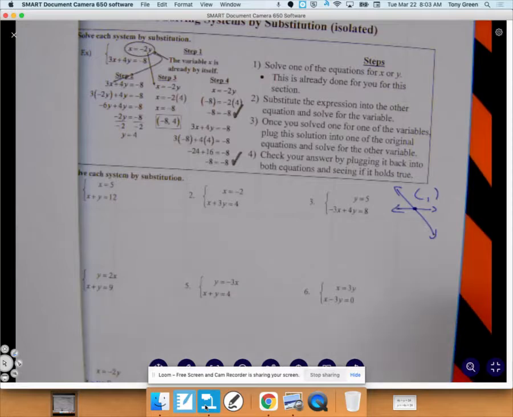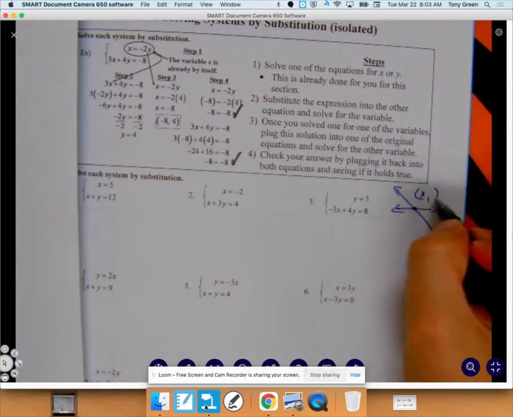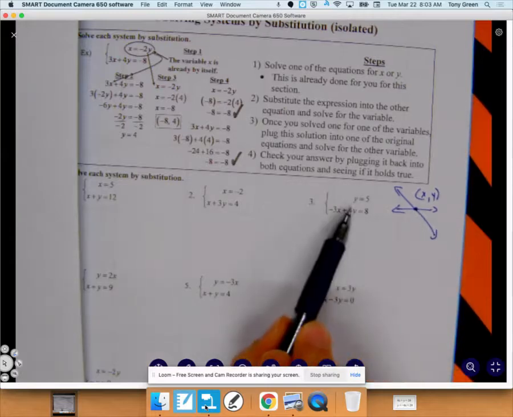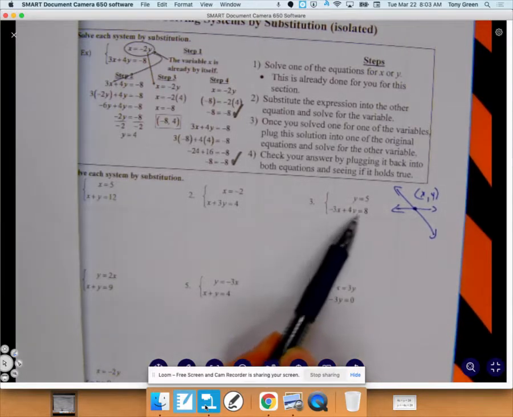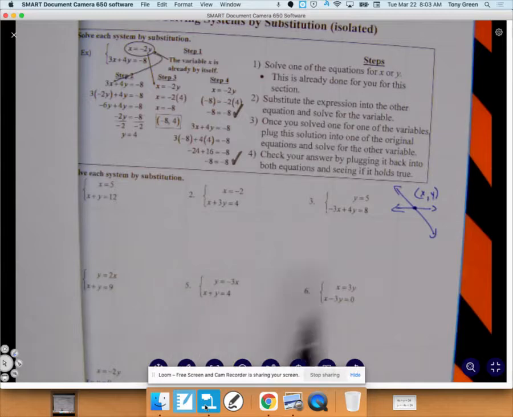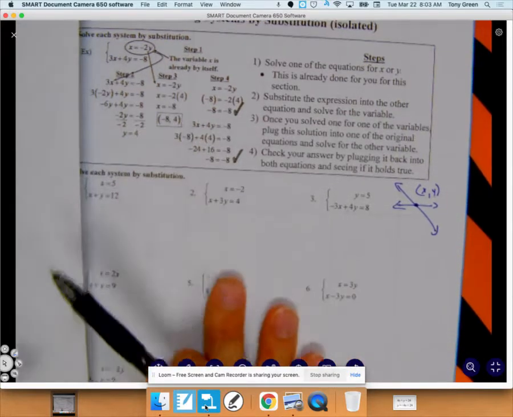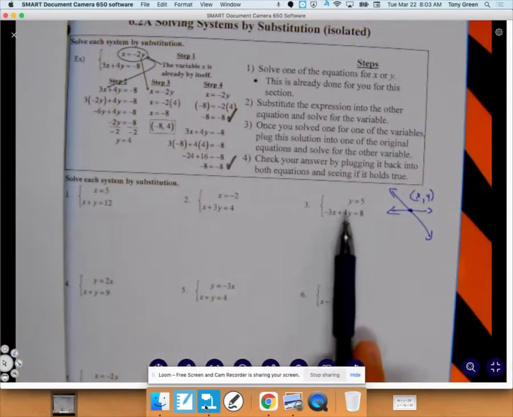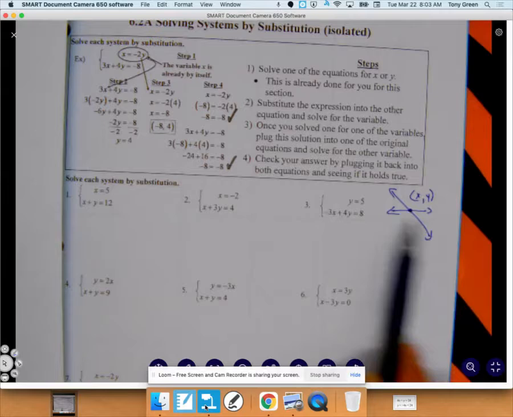Now, what we have to do is find this solution. It's an x, y ordered pair. We have to find this solution without graphing these lines. This second equation is not set up for graphing. It's not in slope-intercept form. So we're going to use the substitution method to figure out where these 2 lines are going to intersect without graphing them.